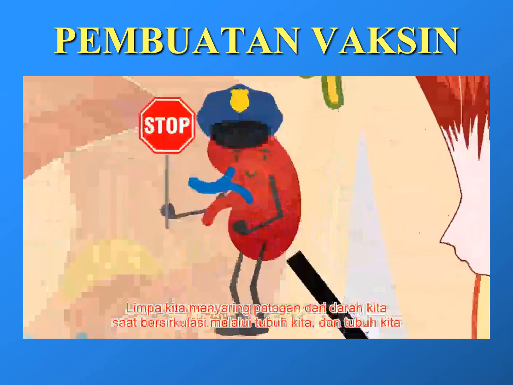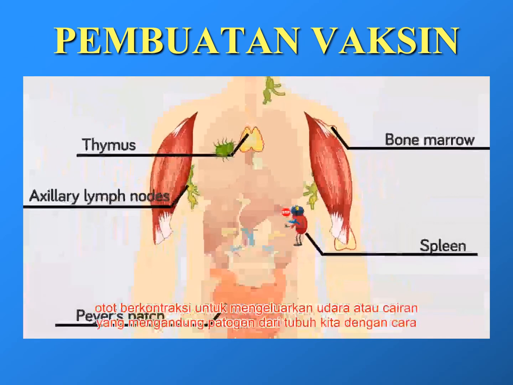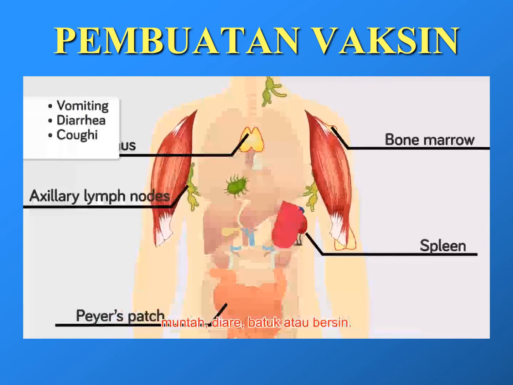Our spleen filters pathogens from our blood as it circulates through our body, and our muscles contract to move air or liquids that contain pathogens out of the body by means of vomiting, diarrhea, coughing, or sneezing.